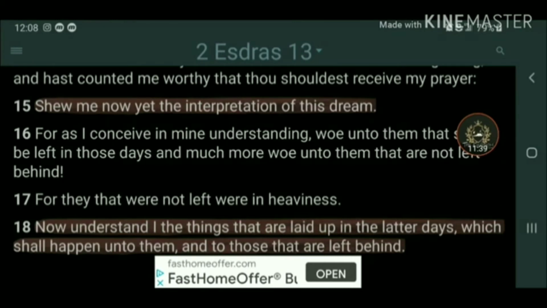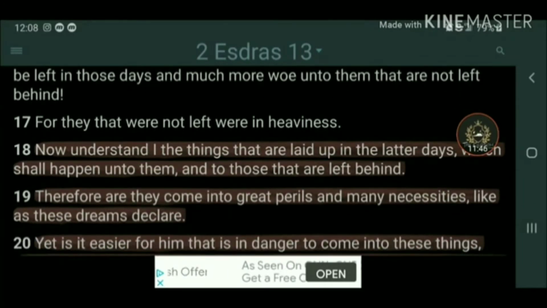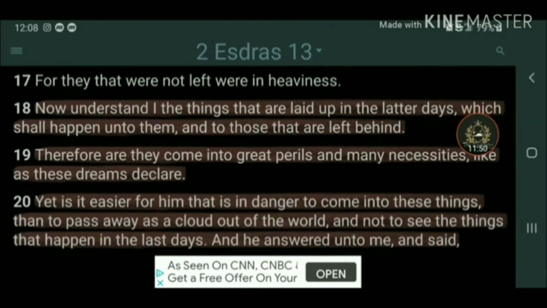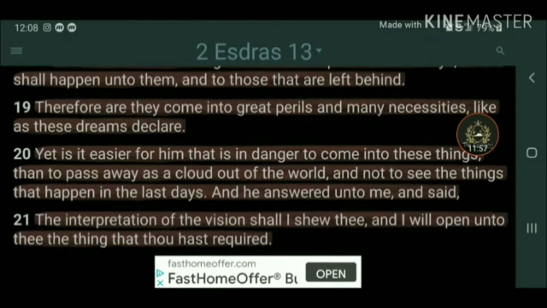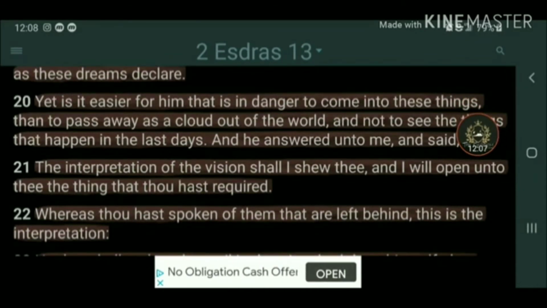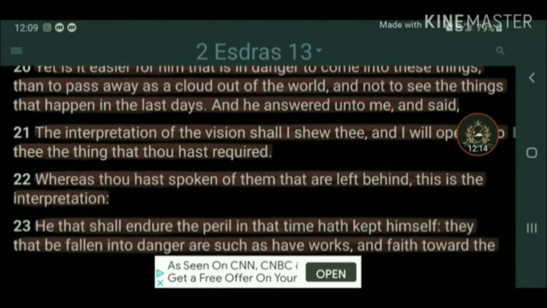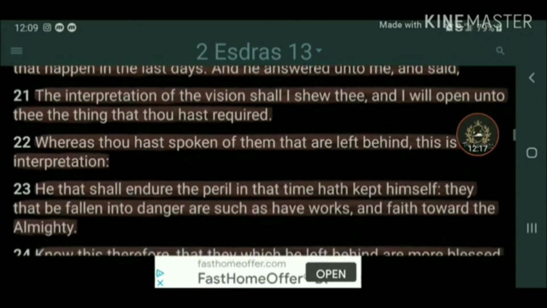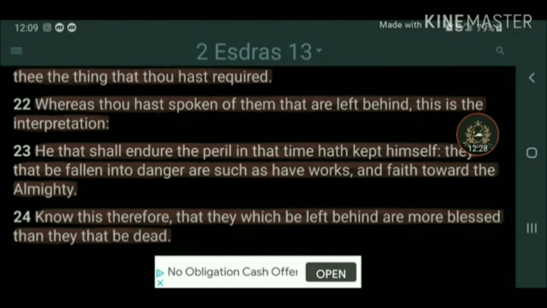For I conceive in mine own understanding, woe to them that shall be left in those days, and much more woe to them that are not left behind. For they that were not left were in heaviness. Now I understand the things that are laid up in the latter days, which shall happen unto them and to those who are left behind. Therefore they are come into great perils and many necessities, like as these dreams declare. Yet it is easier for him that is in danger to come into these things than to pass away as a cloud out of the world, and not to see the things that happen in the last days. And he answered unto me and said, The interpretation of the vision shall I show thee, and I will open unto thee the thing that thou hast required. Whereas thou hast spoken of them that are left behind, this is the interpretation.